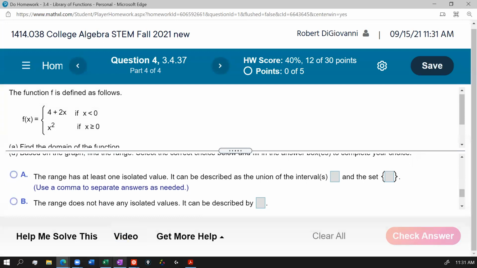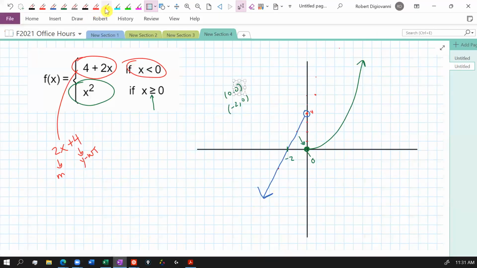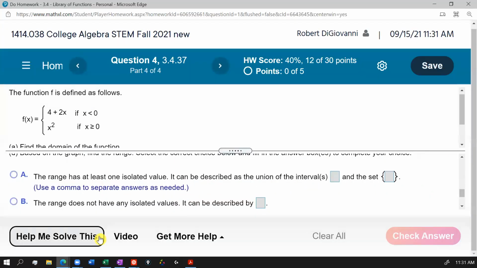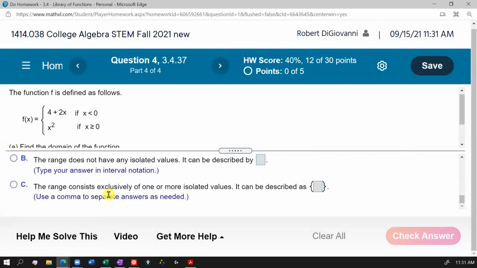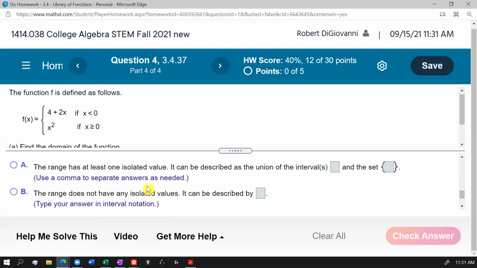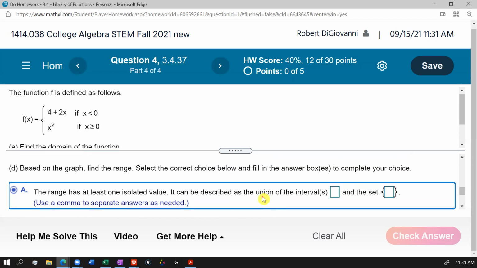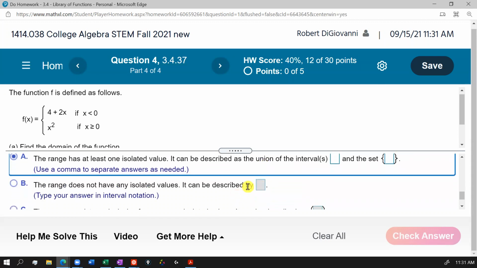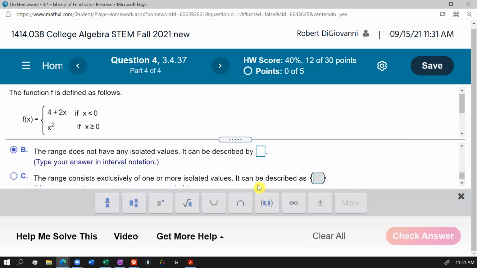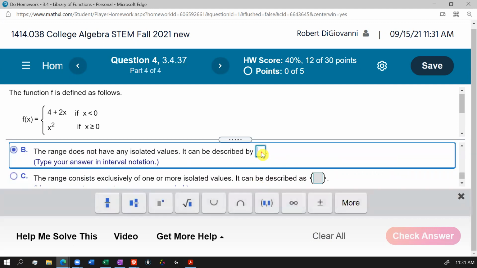Okay, the range. So the range, you know, it goes down forever. And then as we come up, the only interesting points are really right here, where we have a graph. Here, even though we have a circle, we have a graph over here. So we've got everything. It looks like all real numbers. The range consists of exclusively one or more isolated values? No, no isolated values. Here we go. Just an interval, negative infinity to infinity.